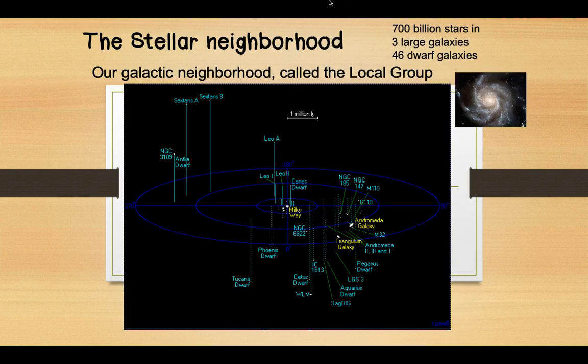And then let's think about our galactic neighborhood. We call that the local group. This is 700 billion stars, 3 galaxies, 46 dwarf galaxies. So remember, this was the idea of the Milky Way. And if the Milky Way now is at the center of our focus, you can see that there are these different galaxies and different dwarf galaxies.